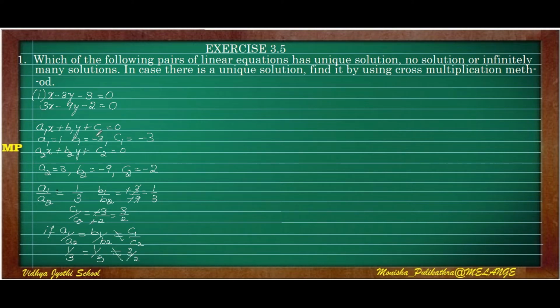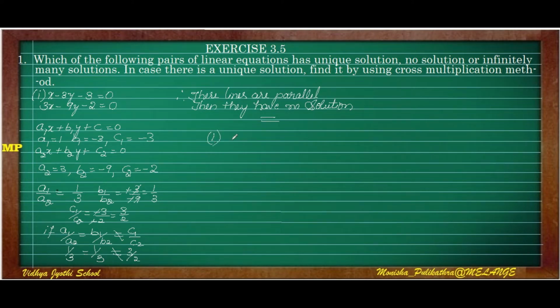If this is the case, then these two equations are called parallel. So these lines are parallel. If two lines are parallel, then they have no solution. So if there is no solution, then there is no need of any further simplification by using the cross multiplication method. Okay, so I will tell you how this is possible.